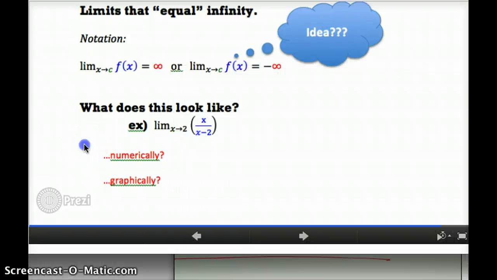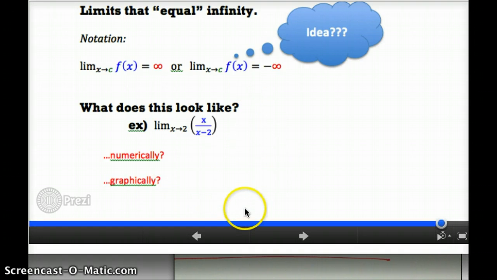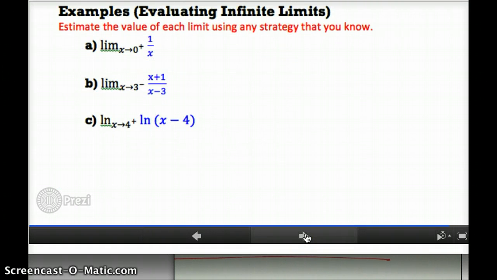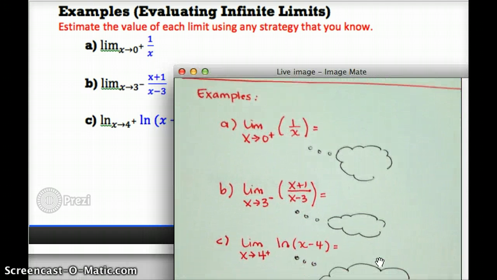Cool, so to recap, numerically, a limit approaches infinity if the y values get really, really high and positive or really, really low and negative. Graphically, what we see is the y values going up to the top or way down to the bottom of the graph. Using that idea, see if you can evaluate each of these limits. When we come back together, I'll show you how I would have done it.